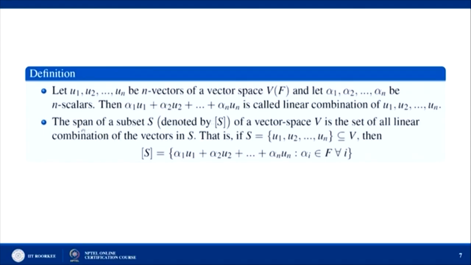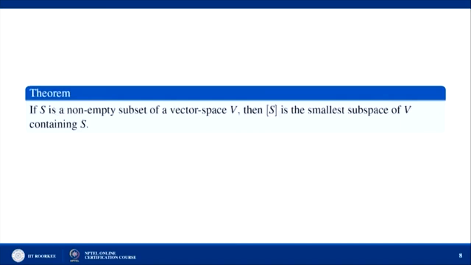Now, we define a subset of V, which we call the span of S. The span of a subset S of vector space V is simply the collection of all linear combinations of vectors in S. So, suppose S is u1, u2 up to un. Then the span of S is simply the collection of all linear combinations of u1, u2 up to un. You see, the ui's are fixed, you vary alpha 1, alpha 2 up to alpha n, you vary these scalars, you will get so many vectors, and the collection of all those vectors is called the span of S.